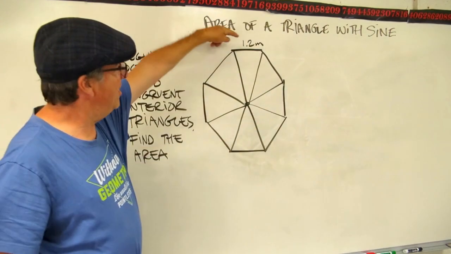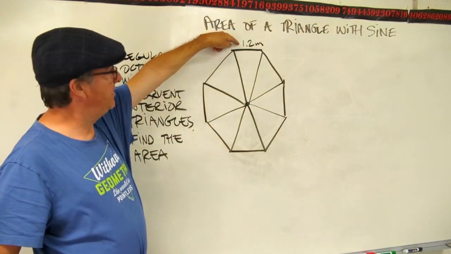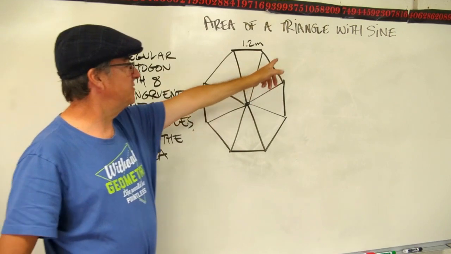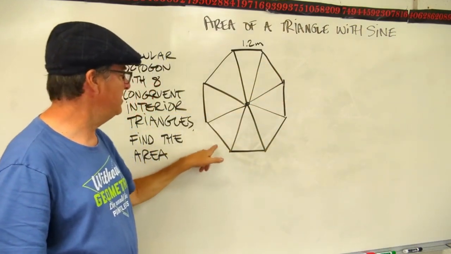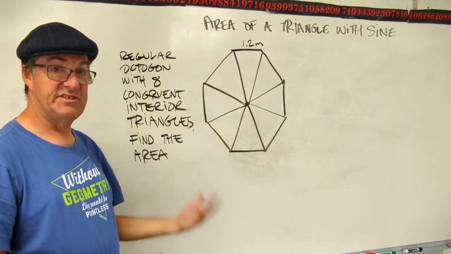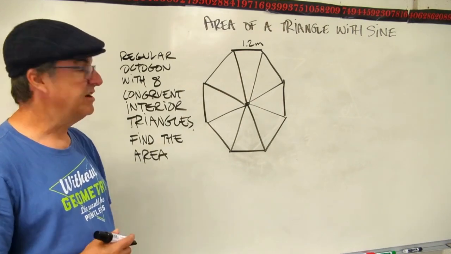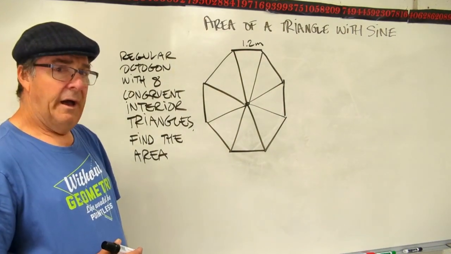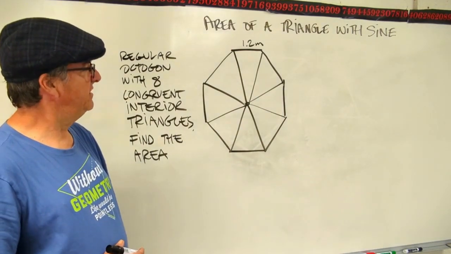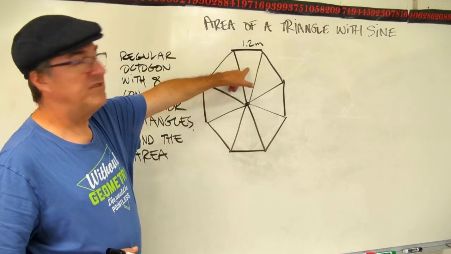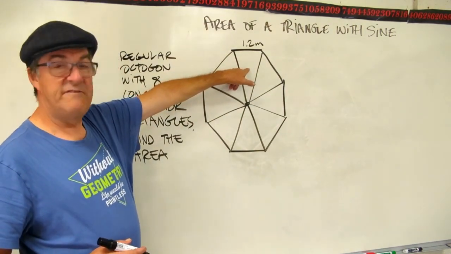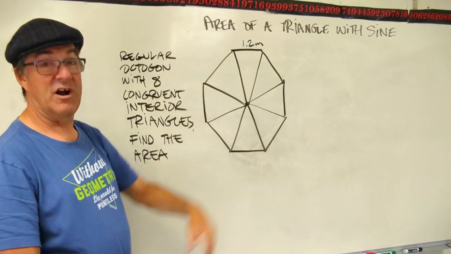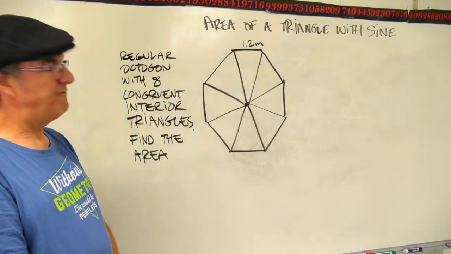However, we only know that we have 1.2 meters on the outside. Now, of course, we know that all of these are 1.2 meters going around because that's a regular octagon. All the lengths are equal. So, how might we do this? We need some stuff to be able to figure out the area of one of these triangular slices of our octagon. So think about that for a minute.